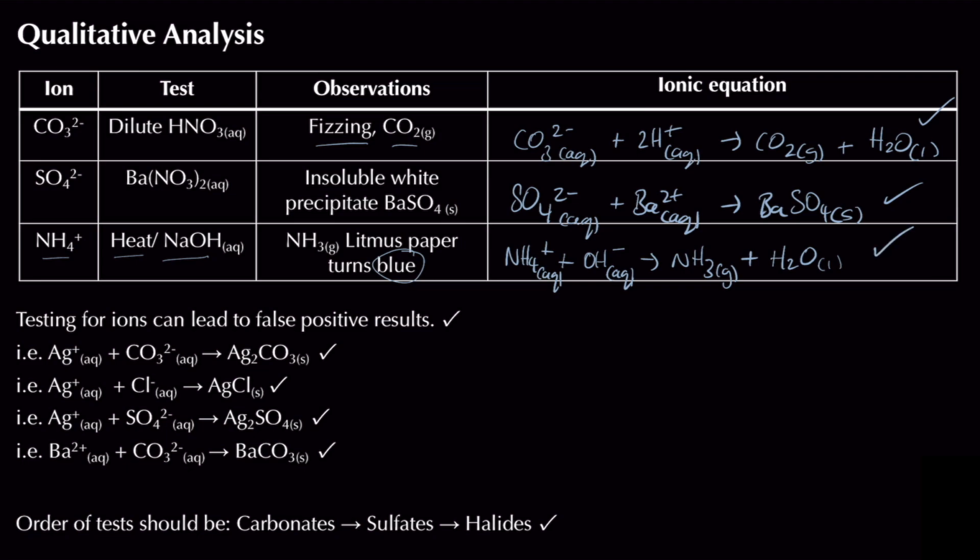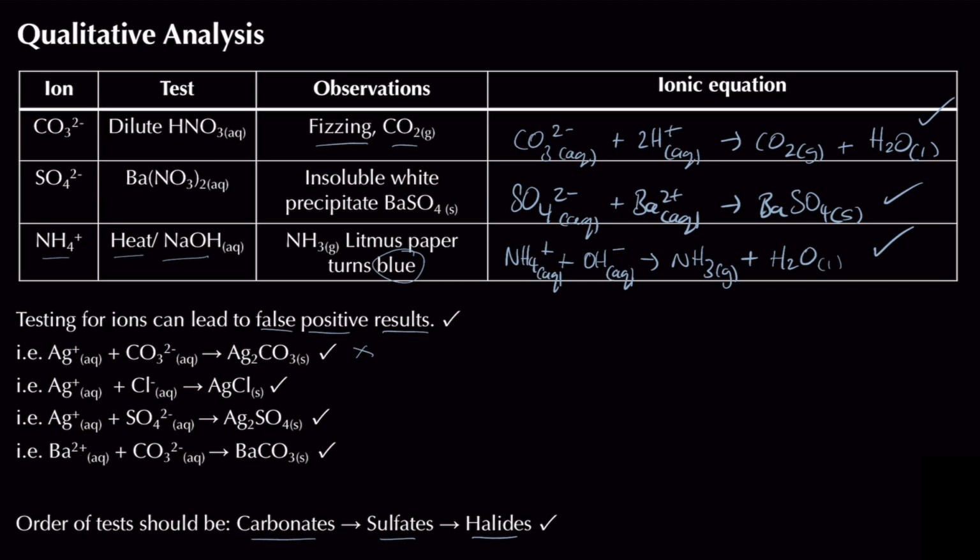Now in terms of testing for ions itself, we know that we need to do this in a certain order to avoid false positive results, and the order is going to be carbonates, then sulfates, and then halide ions. The reason why we do halide ions last is because if I were to go straight to halides and skip out the carbonates, I could end up forming a silver carbonate precipitate, which I could mistake for a silver chloride precipitate.